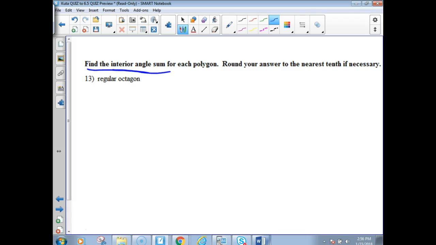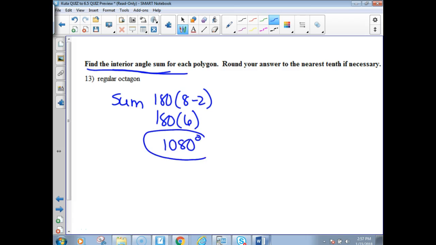All right, it says the interior angle sum. Oh, find the interior angle sum. All you want is the sum, so don't divide. Multiply 180 times the number of sides of an octagon, which is 8 minus 2. So I got 180 times 6. 600 plus 480 is 1,080 degrees. That's all they want. Read carefully. Do not divide it.